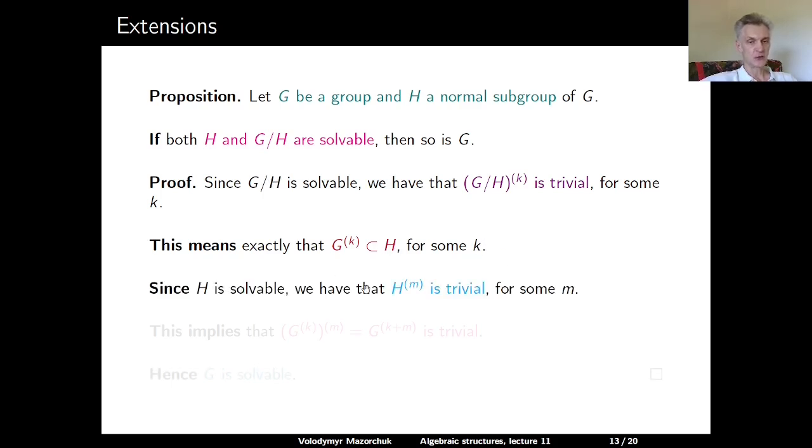Next, since H is solvable, some derived subgroup of H is trivial. So let's say the m-th derived subgroup of H is trivial. But this implies that the m-th derived subgroup of the k-th derived subgroup of G, which is exactly the (k plus m)-th derived subgroup of G, is trivial. And so again, G is solvable by our criterion.